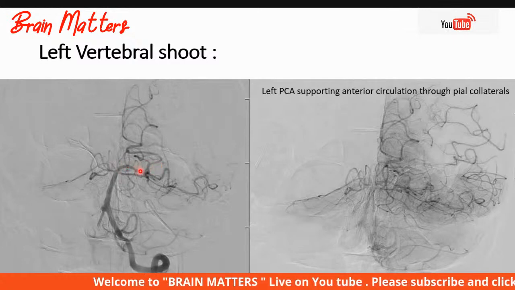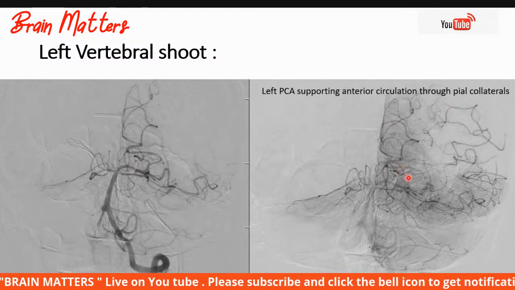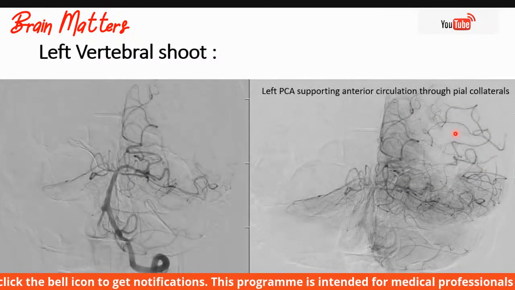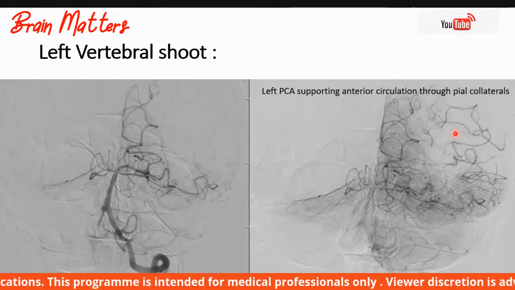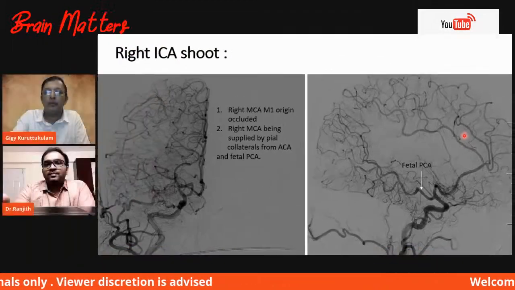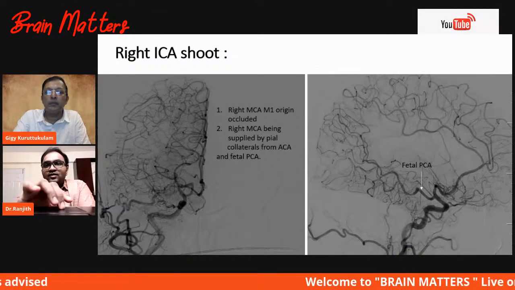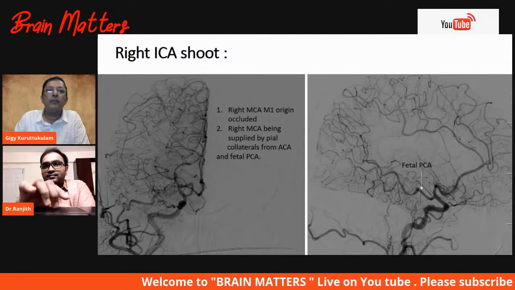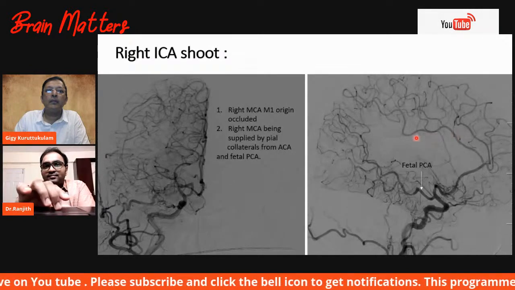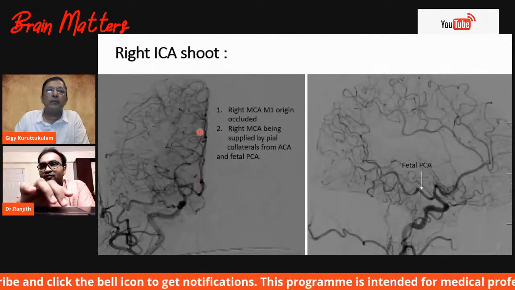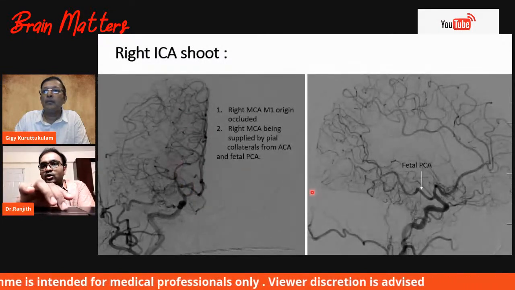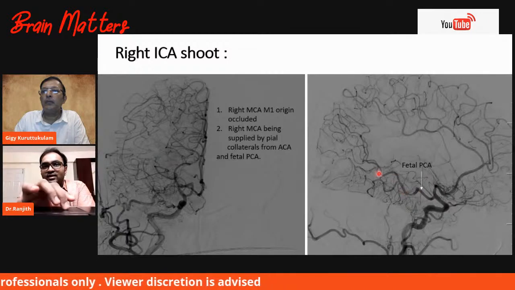In the second picture, we can see in the late arterial phase, the left MCA being supported by the pial collaterals from the PCA. Right ICA shoot showed the right MCA was occluded from the origin, and the right MCA territory is being supplied by pial collaterals from the ACA and from the fetal PCA.